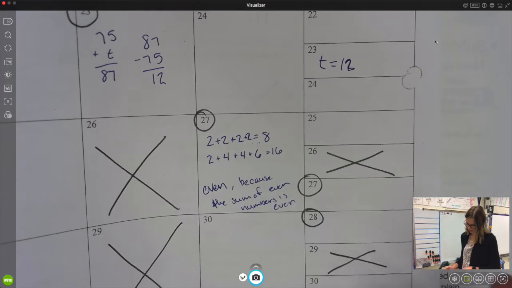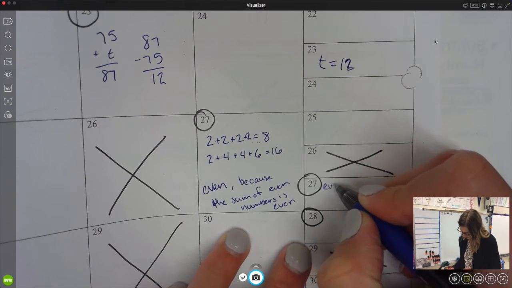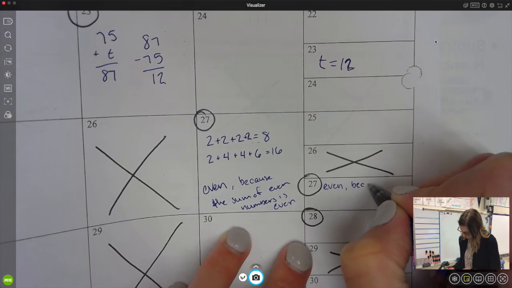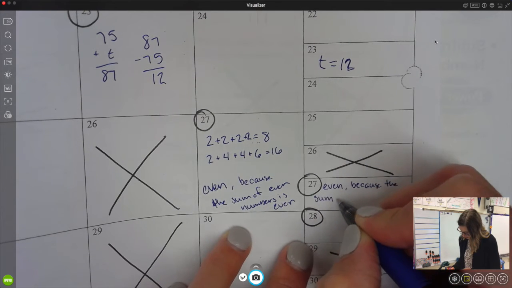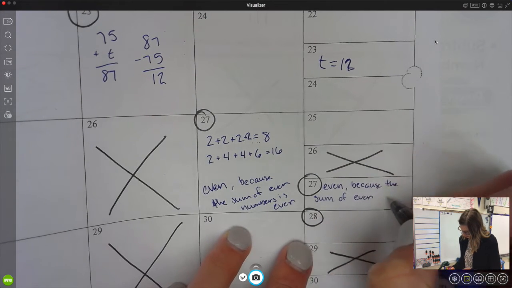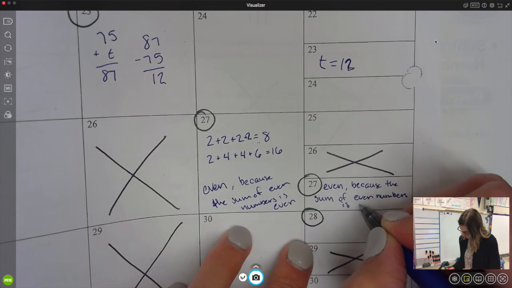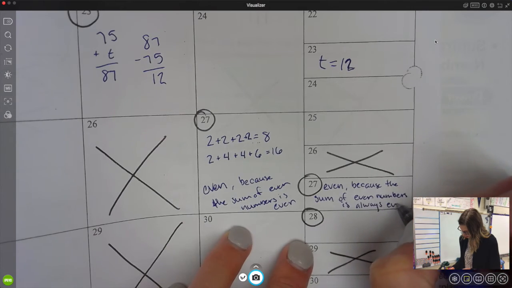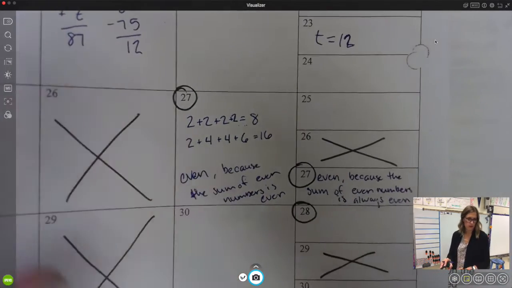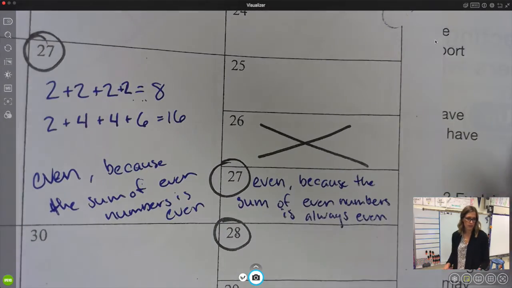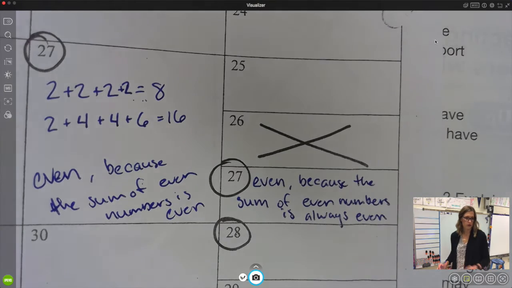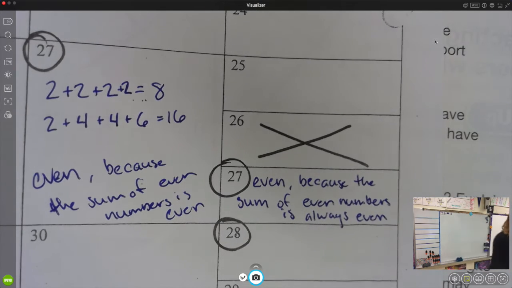I'll write that neater in this box. Even, because the sum of even numbers is always even. I'll get that real close for you. All right. Go ahead, take a little bit, make sure you got that one written down.